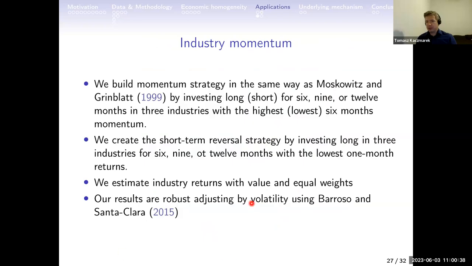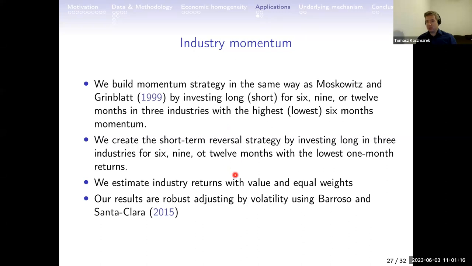Now going to the second application, we also created a strategy based on the industry momentum. So we built this strategy in the same way as Moskowitz and Grinblatt by investing long or short for 6, 9, or 12 months in three industries with the highest or the lowest 6 months momentum. To show also robustness, we create the short-term reversal strategy by investing long in three industries for 6, 9, or 12 months with the lowest 1 month returns. And we estimate industry returns with value and equal weights.